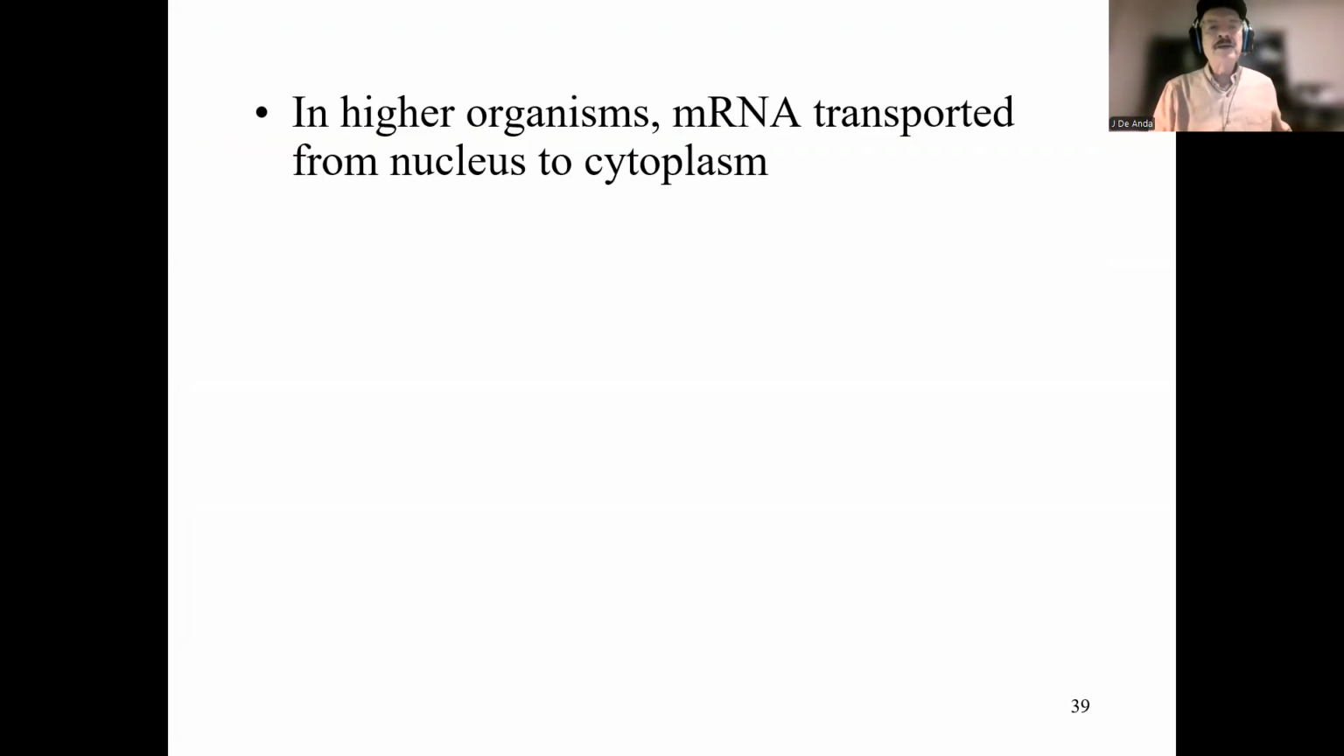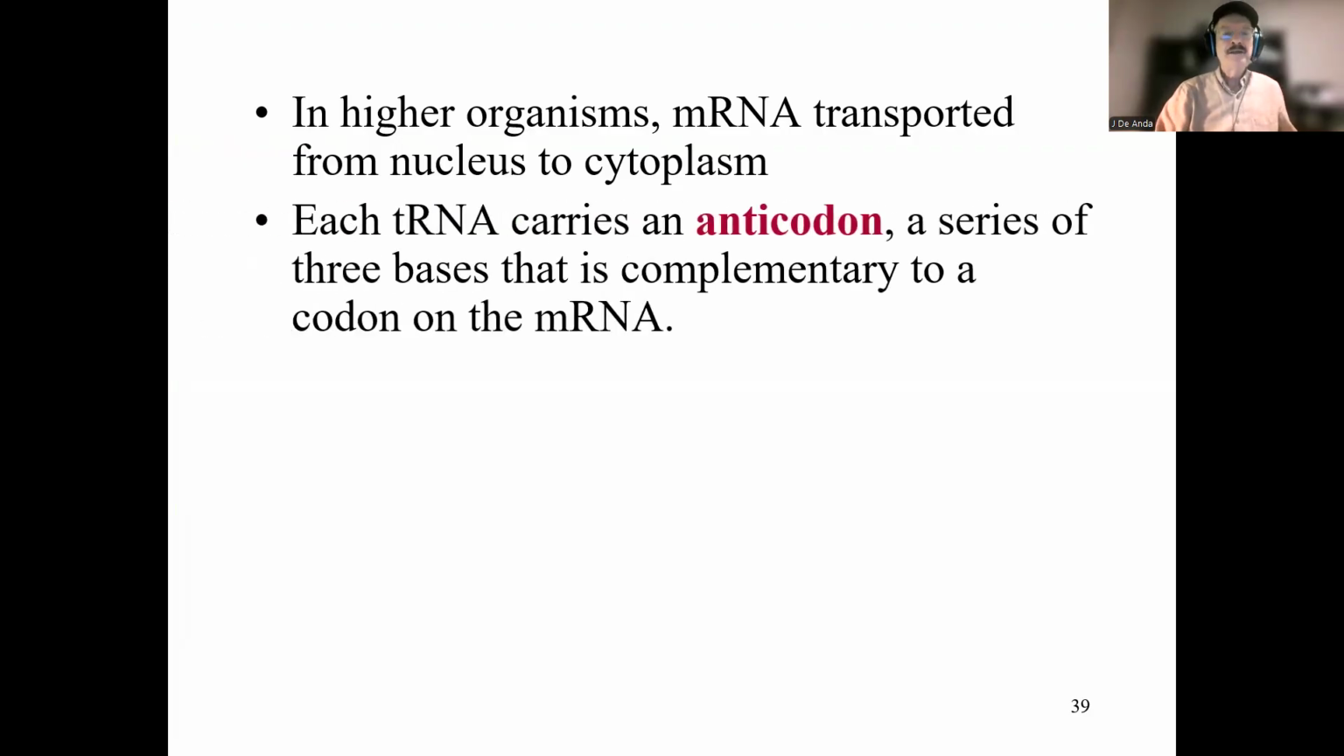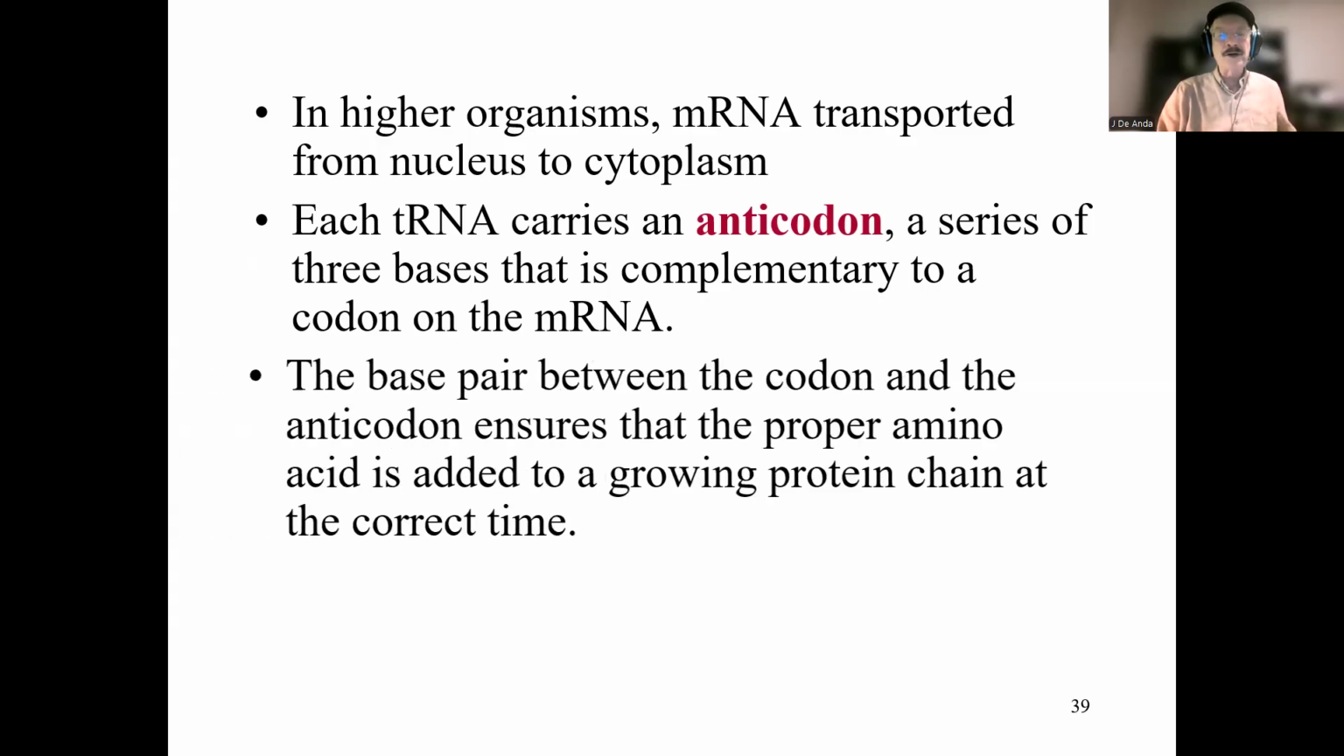Now, in a higher organism, such as human cells, where the DNA is contained inside the nucleus, the messenger RNA has to be transported from the nucleus into the cytoplasm of the cell. Also in the cytoplasm is going to be the transfer RNA, or tRNA. What the tRNA does is it has a series of 3 bases that is complementary to a codon on the mRNA. And we call this sequence an anticodon.